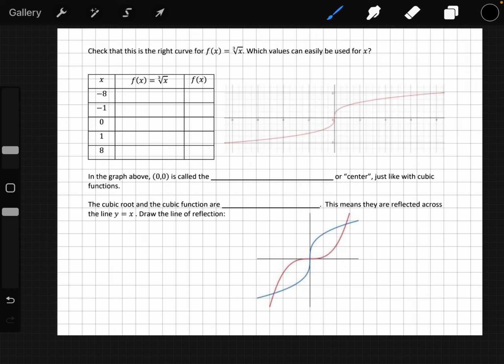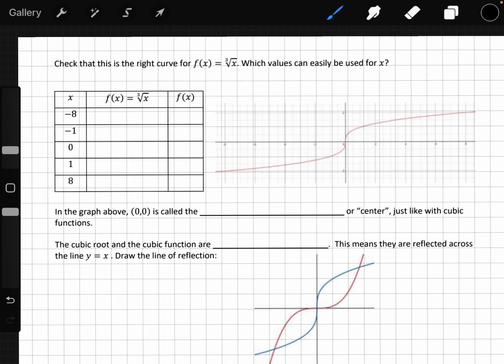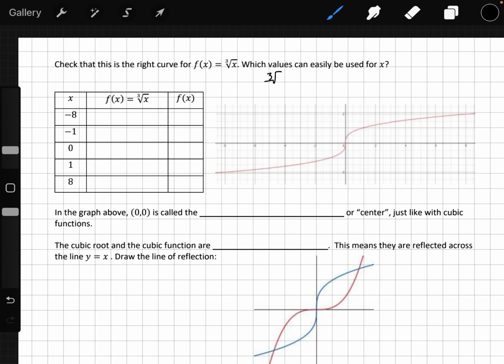This is lesson 5.3, graphing cubic root functions. So first, let's check that this is the right graph for the function f of x is equal to the cube root of x. Which values can easily be used for x? If we're going to take the cube root of x, the easiest values to work with would be perfect cubes.